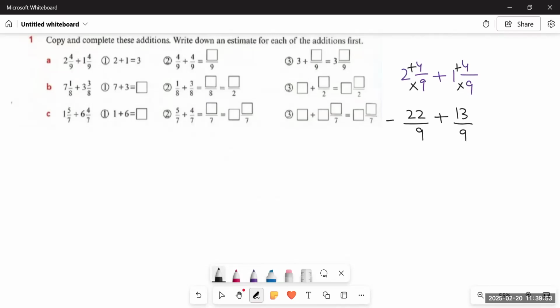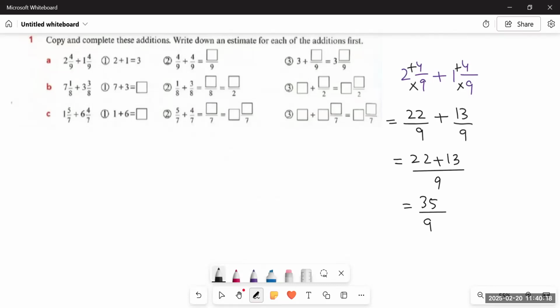You see what we did? First we converted the mixed numbers into improper fractions, and after that we are going to add 22 and 13. Since the denominators are the same, in this case we don't need to make them similar. Now 22 plus 13 is equal to 35 upon 9.